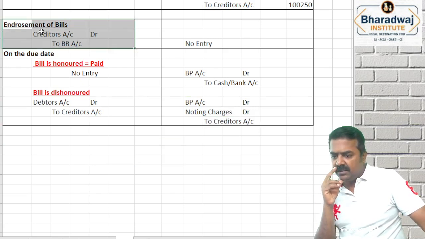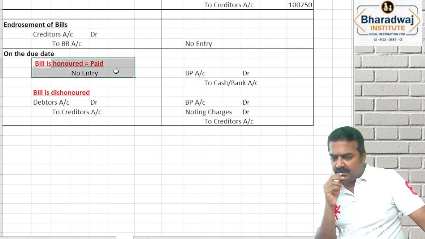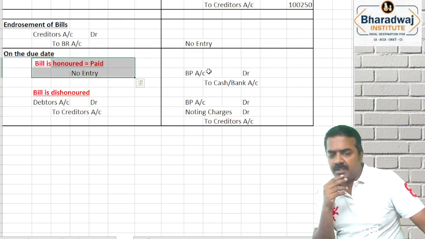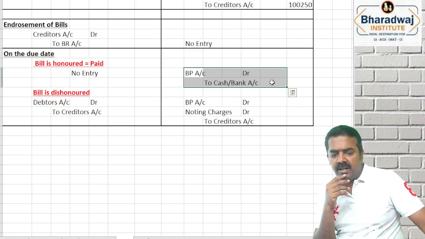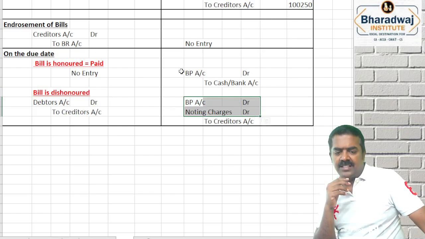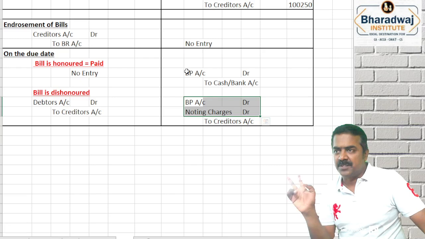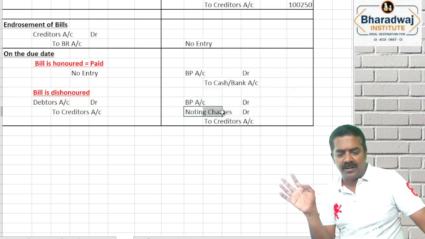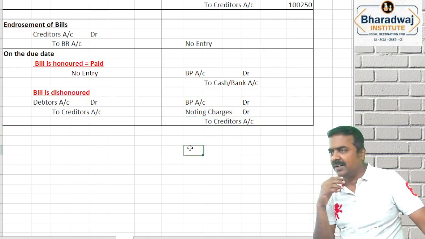Endorsed bill: creditors account debtor to bills receivable. Then the other party, no entry. If the bill is honored, no entry in the first party book. Second party usual entry: bills payable account debtor to cash or bank account. If the bill is dishonored, debtors account debtor to creditors account. As far as the acceptor is concerned, no problem. Only two possibilities: if paid, bills payable to cash or bank; if cancelled, bills payable account debtor, noting charges account debtor to creditors account.